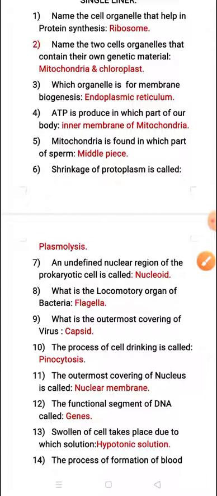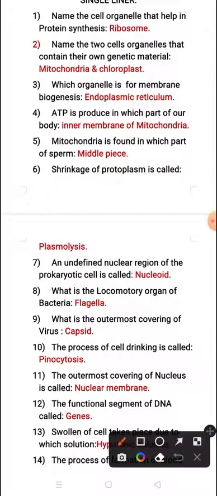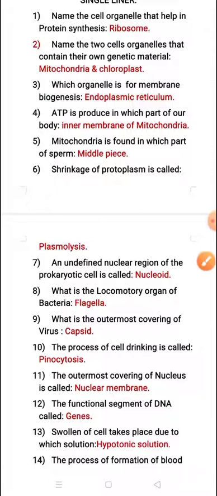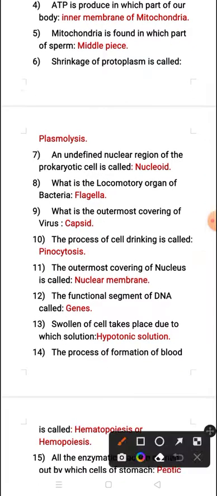Question number 13. Swelling of a cell takes place due to which solution? Swelling means the cell size becomes enlarged. The cell size of any cell becomes enlarged due to entry of water molecules. That is the swelling condition. It happens in a hypotonic solution. Hypotonic solution. Clear?